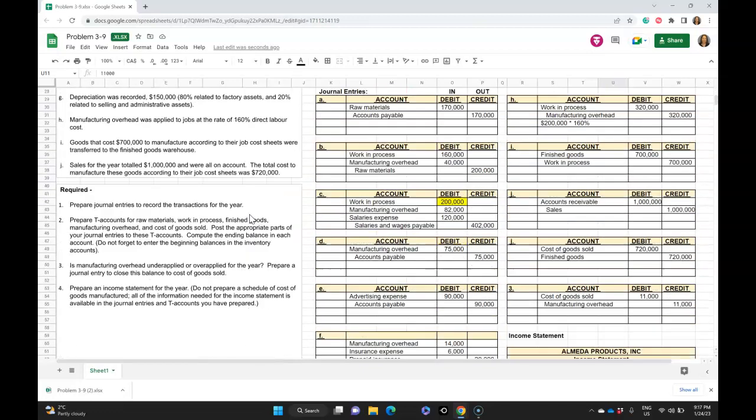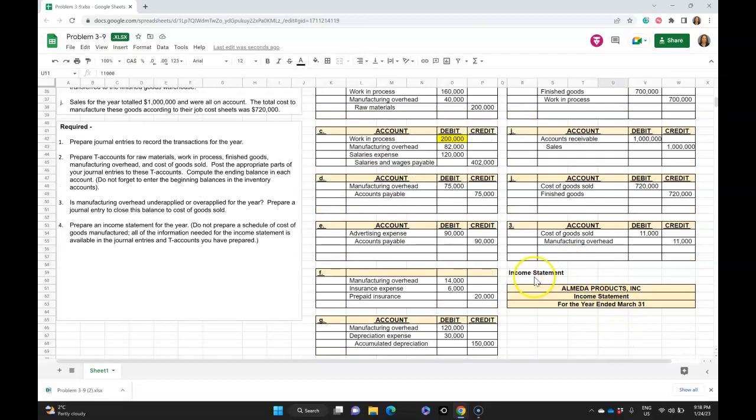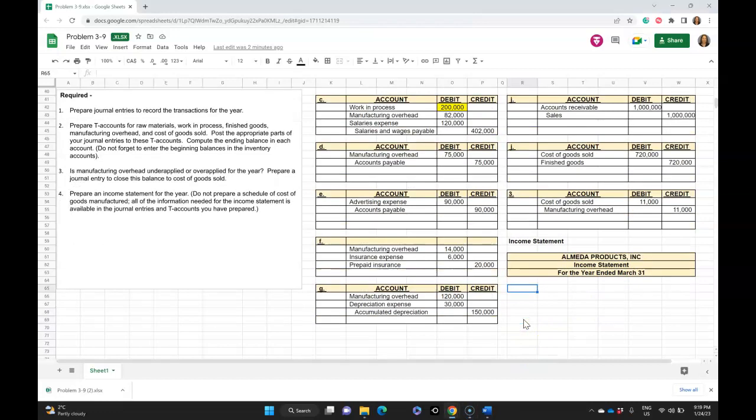Okay, so I think all of that is done. Now the last step is for us just to prepare the income statement. So that's what we'll do down here, and then we'll be finished. Okay, so I didn't create T accounts for anything that's on the income statement. So what I'll do is I'll go into my journal entries and I'll just highlight it when I grab it.